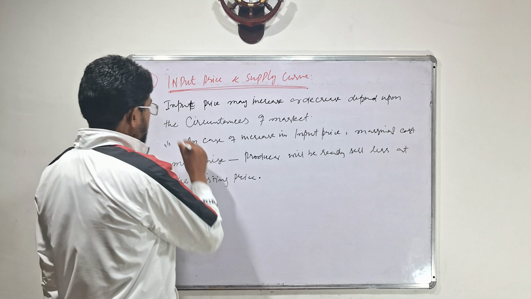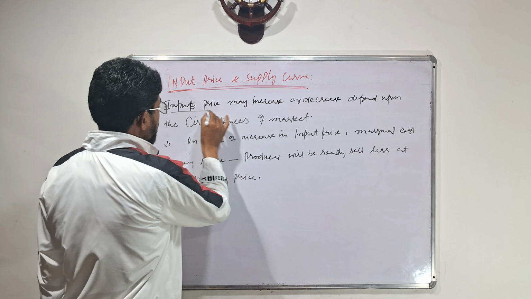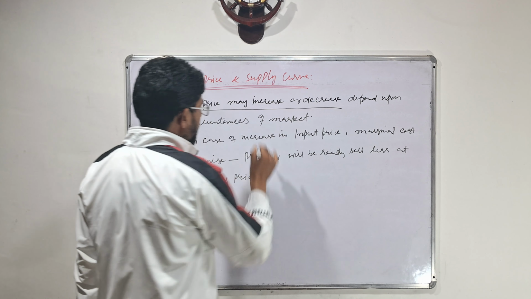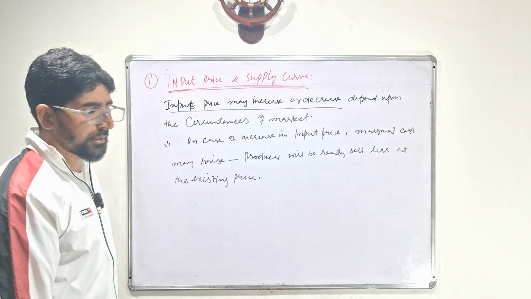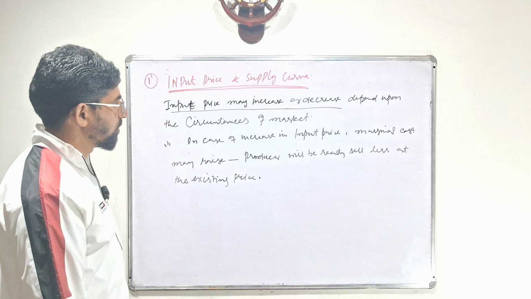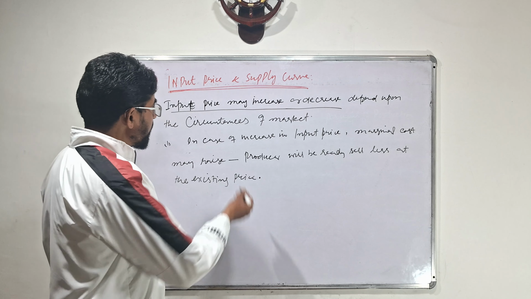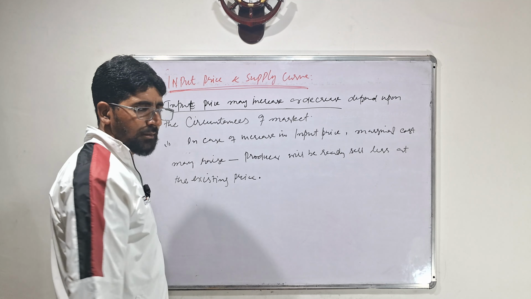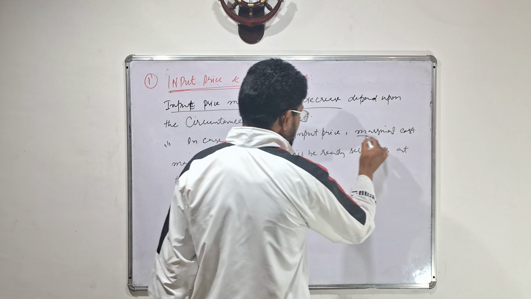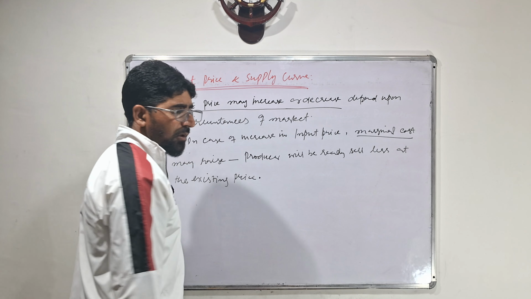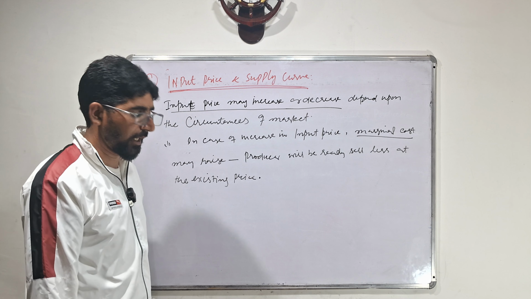If we write the opposite, there are two cases: input price may increase or decrease. In case of an increase, definitely marginal cost will increase. This will lead to the producer being willing to sell less quantity at the existing price. But if input price falls, definitely marginal cost will decline, and the producer will be willing to sell more quantity. In that case, the supply curve will shift forward.